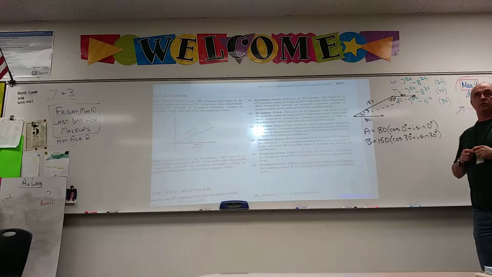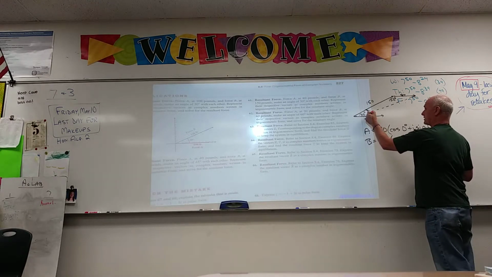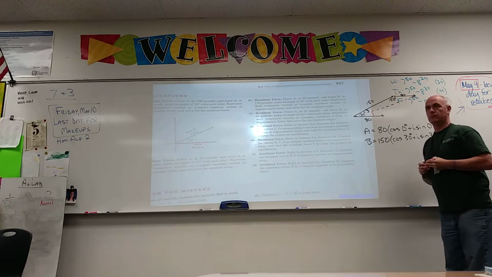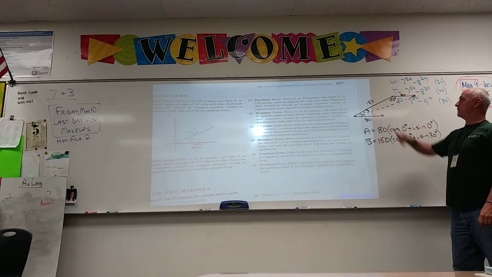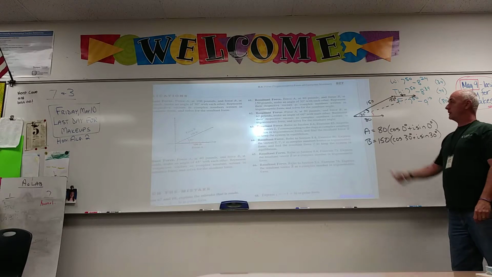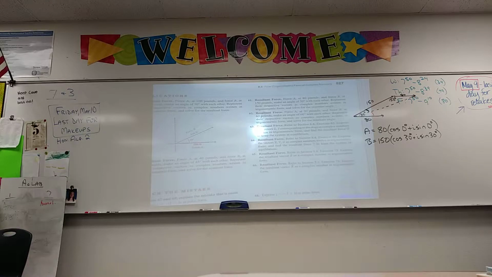No. Because what angle are we trying to find? 30. Yeah, we're trying to find the angle with the x-axis. So we'll find the black angle, which I would guess would be pretty small, and then we'd subtract it from 30, and that would give us the orange angle, which is what we're looking for. Does that make sense? Yes. Is that good enough? Anything else?